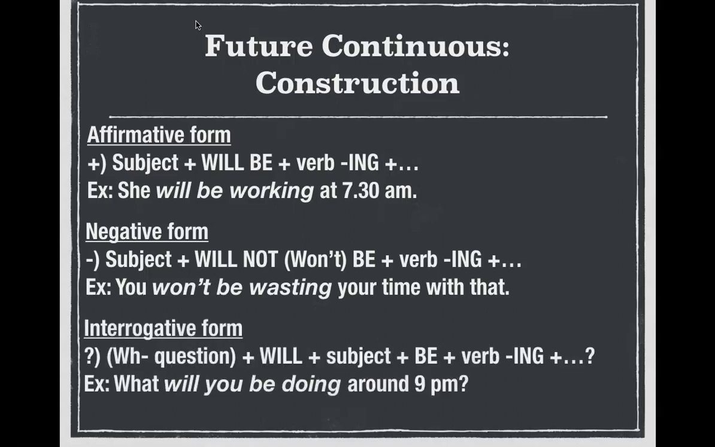The interrogative form, we can always have a who question at the beginning, then will, then the subject, be, and the verb in ing. What will you be doing around 9 p.m.?